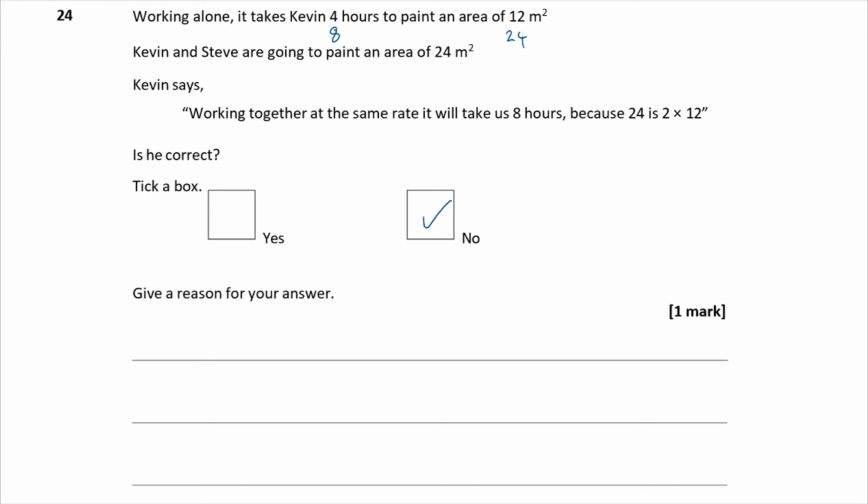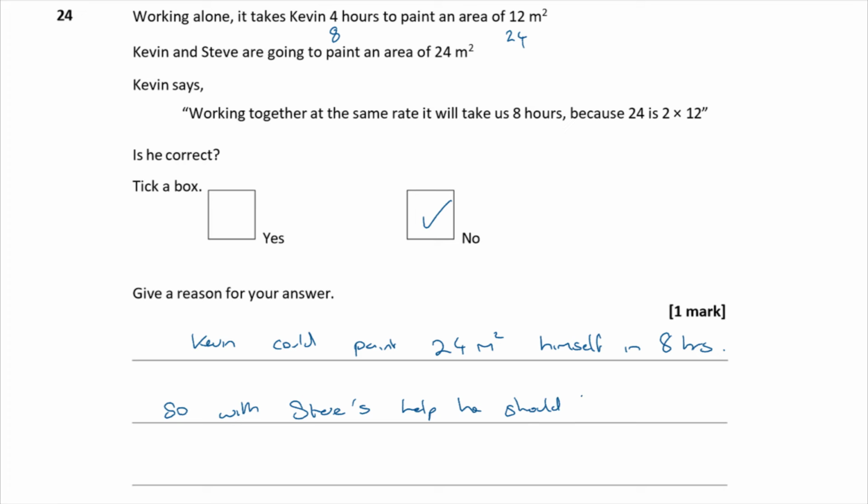I'm going to say Kevin could paint 24 m squared himself in 8 hours. Okay, so he could do it himself in 8 hours. So with Steve's help, he should be able to do it in half the time.